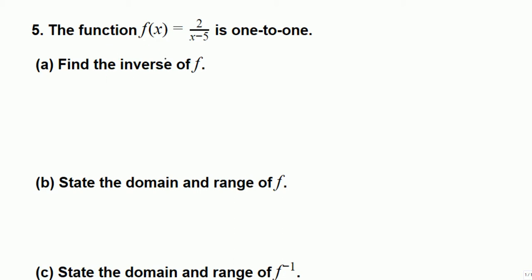To find the inverse, what we do first is we replace f(x) by y. We write y equals 2 over x minus 5. Then switch the roles of x and y. Just interchange x and y. Then we get x equals 2 over y minus 5. Now we solve this equation for y.